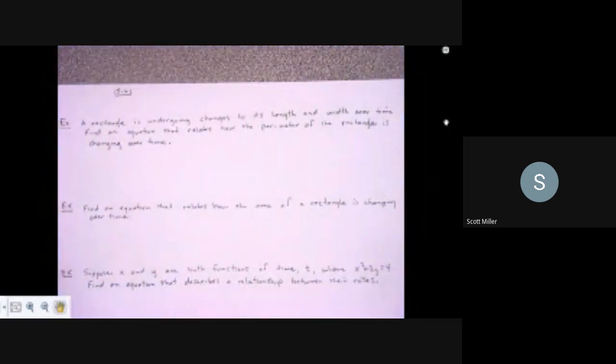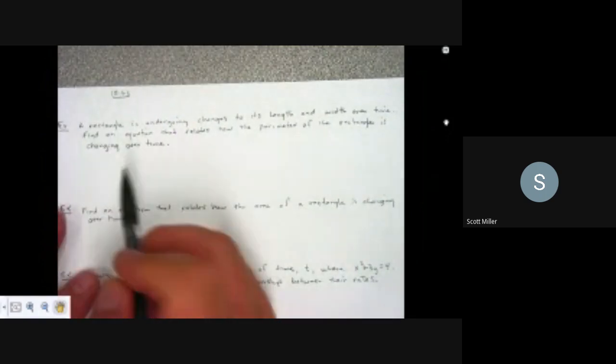So let me show you a couple problems as we go through this, and I'll show you how simple this might be. The first one is that one right there. The rectangle is undergoing change to its length and width over time. Find an equation that relates how the perimeter of the rectangle is changing over time. If you were given a geometric shape, draw the shape. Label the shape with the known variables. This is a length, this is a width. You can use different letters too, it doesn't matter. If you do base and height, it's the same thing.